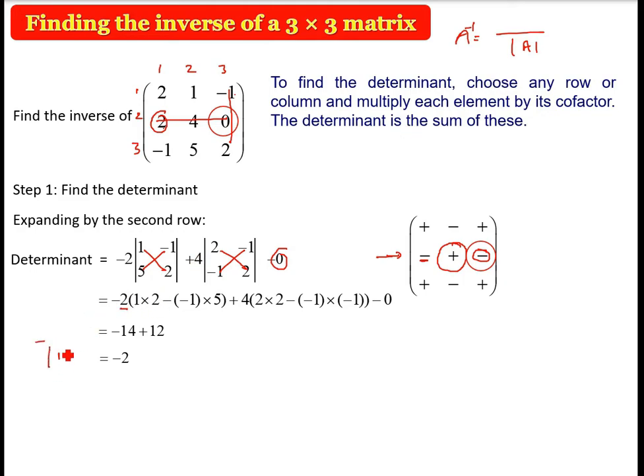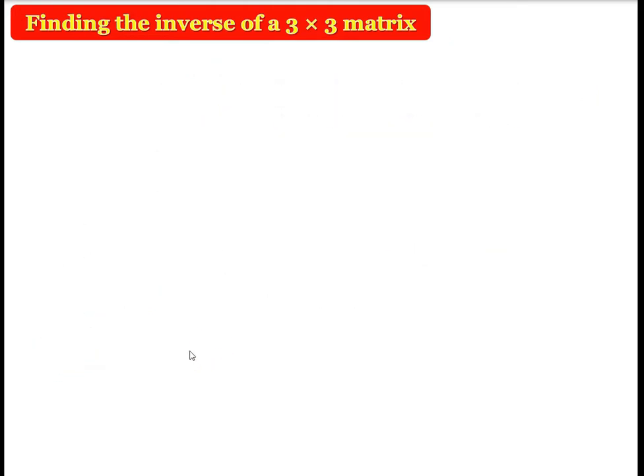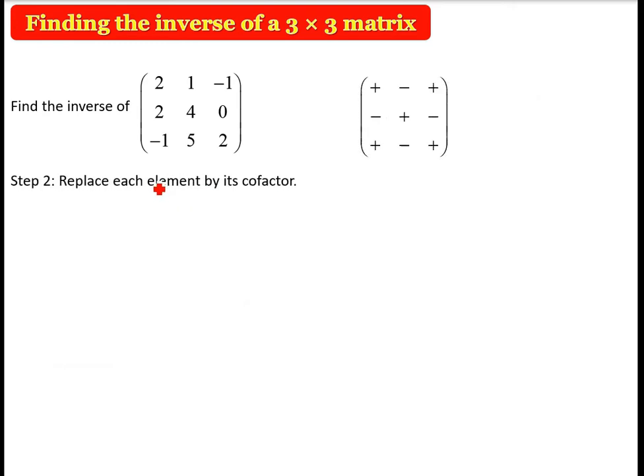For finding the inverse, the denominator we have found out. Now coming to the adjoint, because the numerator is the adjoint. So we will replace each element by its cofactor. So cofactor, how to find out the cofactor? I'll just tell you a few of these so that you understand. What is the cofactor of 2?